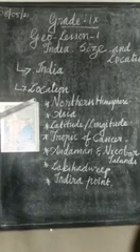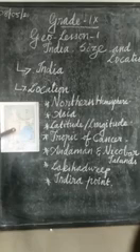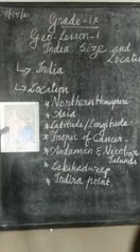India is located in the northern hemisphere. It is situated in the southern part of Asia. What is the latitudinal extent of India? The latitudinal extent is 8 degree 4 minute north to 37 degree 6 minute north.